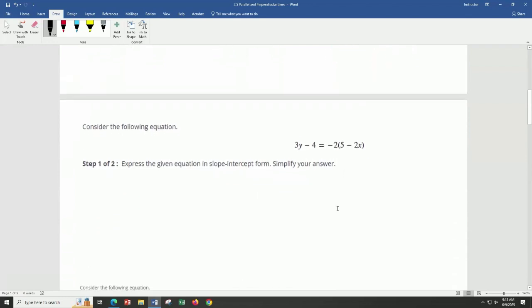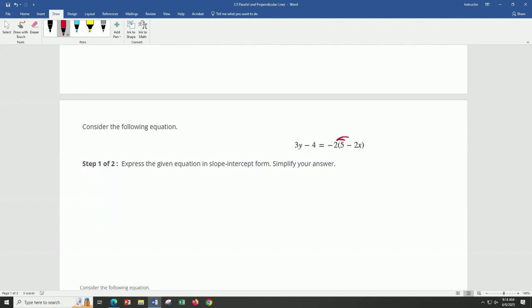Consider the following equation. Just jumping straight into some Hawks examples here. Express the given equation in slope-intercept form. Simplify your answer. Remember, slope-intercept form, it's always going to be get y alone. y is equal to mx plus b, so we're going to get y by itself. I'm emphasizing that. That is going to become uber important moving forward in this class, getting y alone. So we're going to come in here, let's do some math.